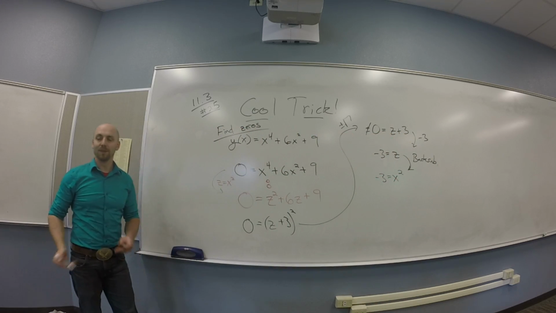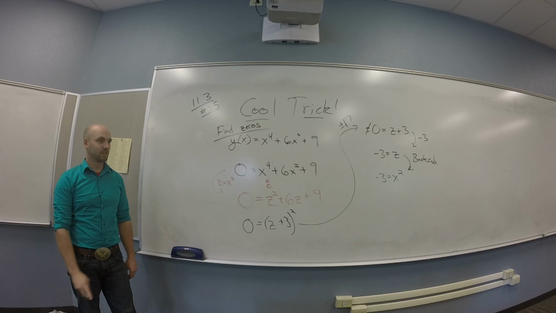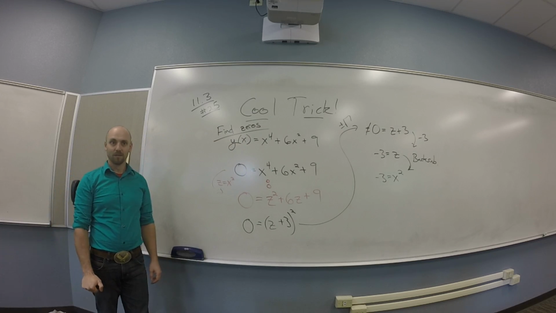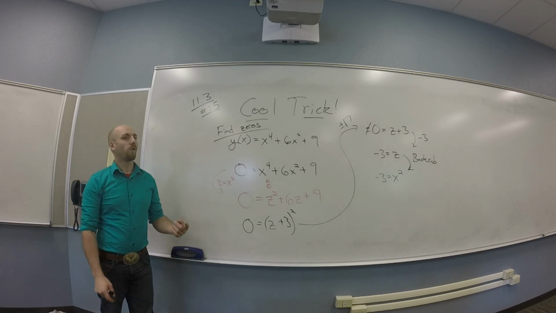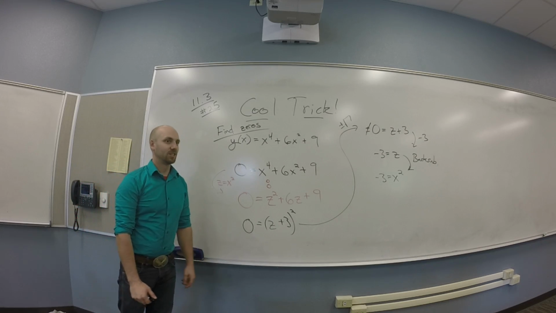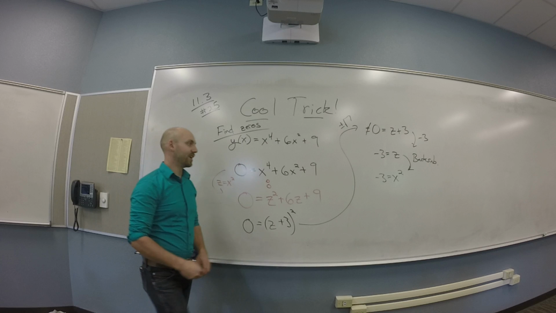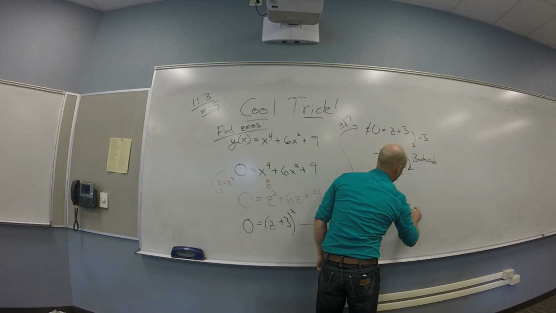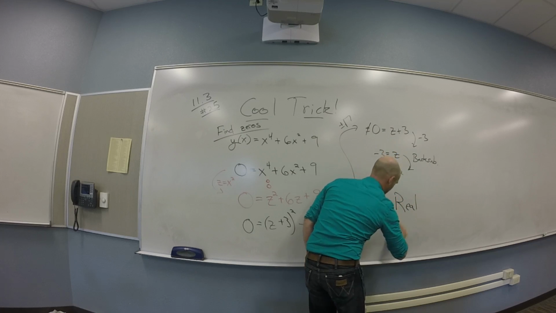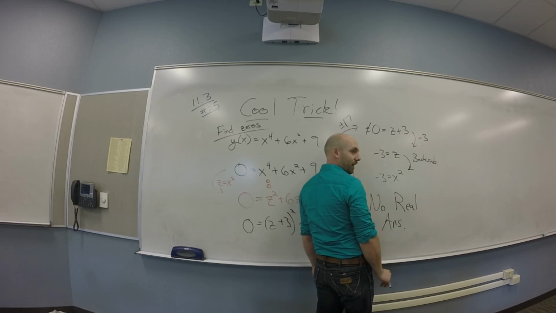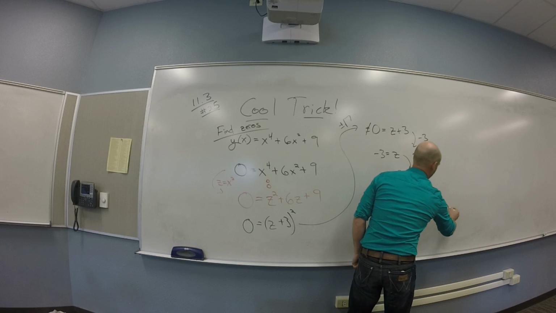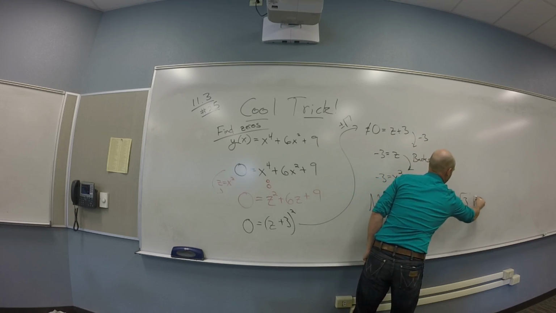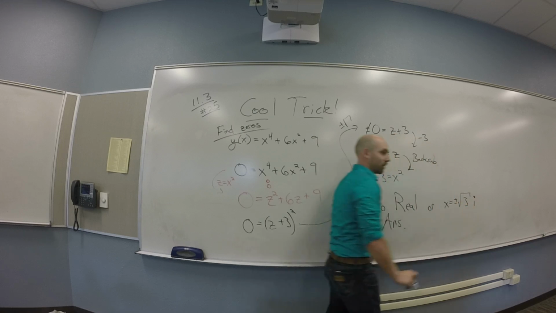This is a really common thing to do in calculus class, so I want you guys to have this substitute and back substitute trick. And so this is plus or minus the square root of negative 3, which is non-real. So you say no real answer, or you say x is plus or minus the square root of 3 times i if you have that tool at your disposal.